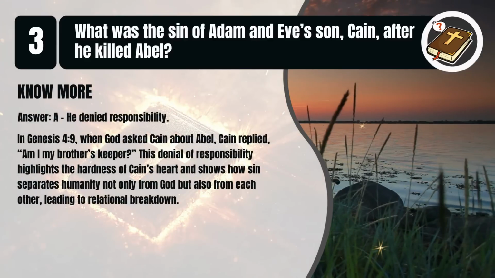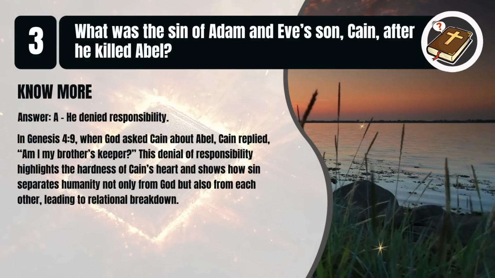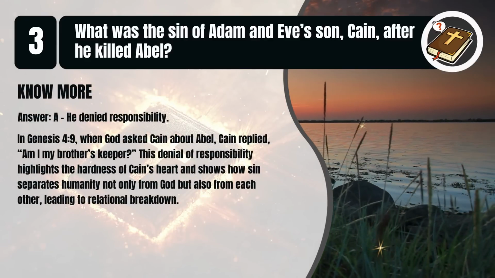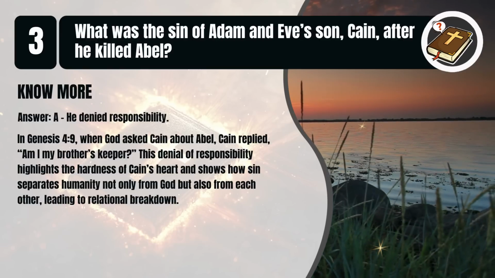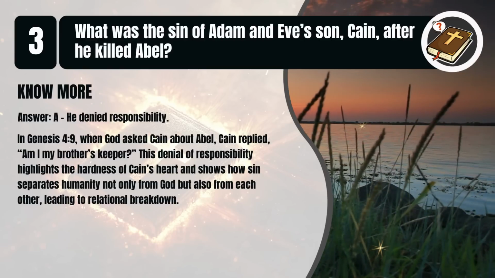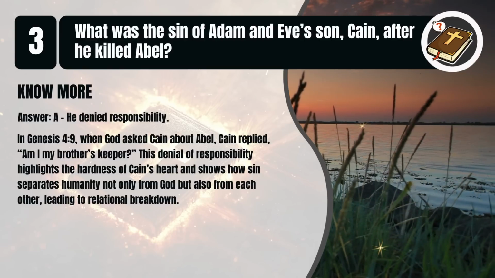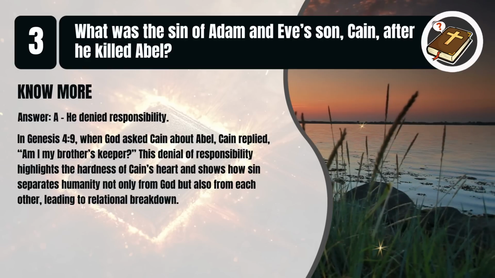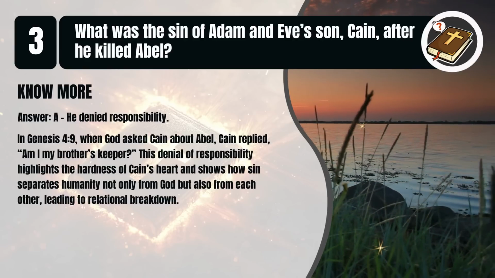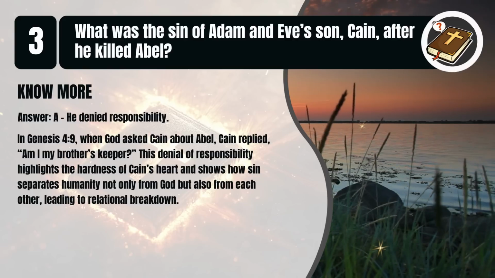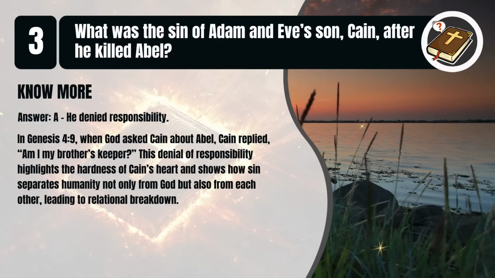That's A. He denied responsibility. In Genesis chapter 4, verse 9, when God asked Cain about Abel, Cain replied, "Am I my brother's keeper?" This denial of responsibility highlights the hardness of Cain's heart and shows how sin separates humanity not only from God, but also from each other, leading to relational breakdown.